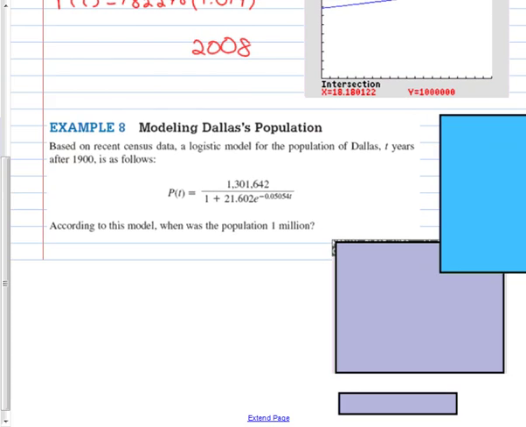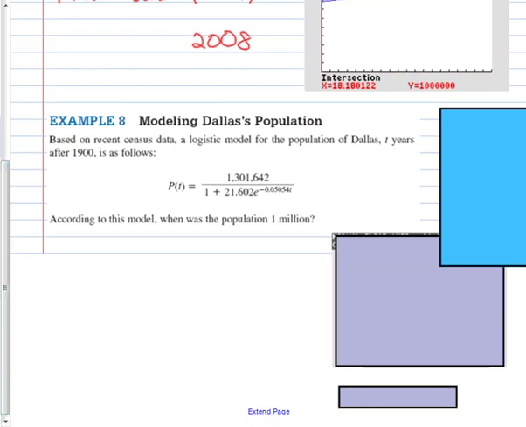Well, let's try Dallas's population. Some of you maybe are familiar with that. Now, this is real data. Based on a recent census data, a logistics model for the population of Dallas t years after 1900 happens to be this. Now, I want you to tell me what is the limit to growth of Dallas's population according to this? 1.3 million. Okay? According to this model, when was the population a million?